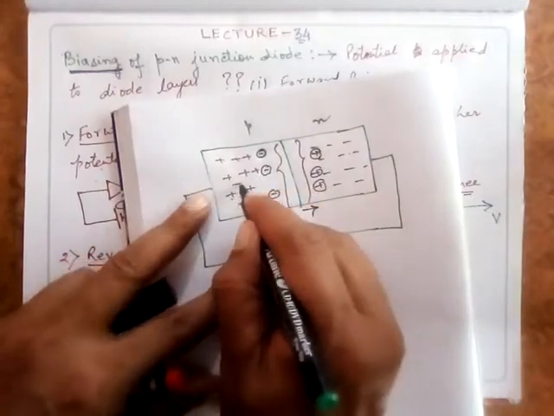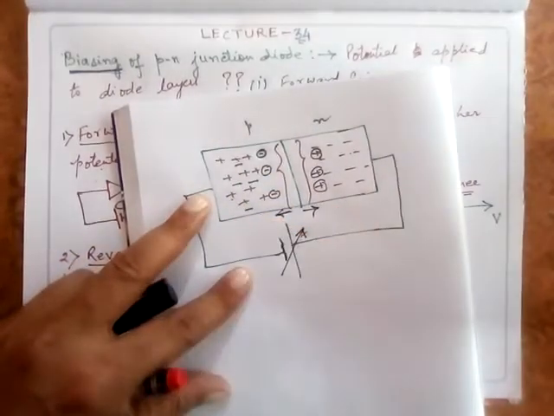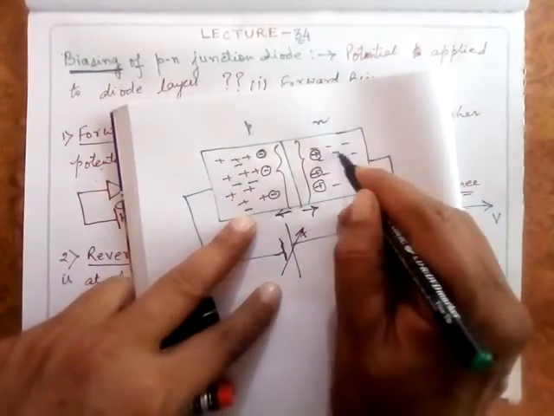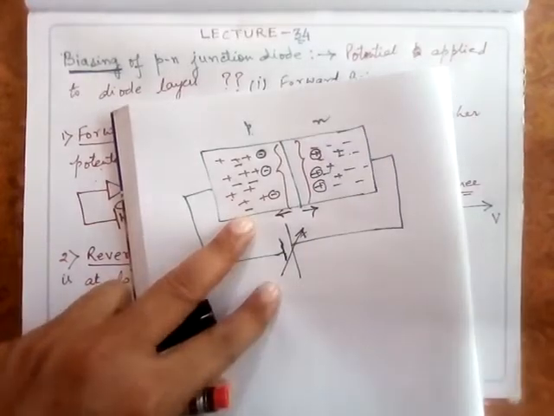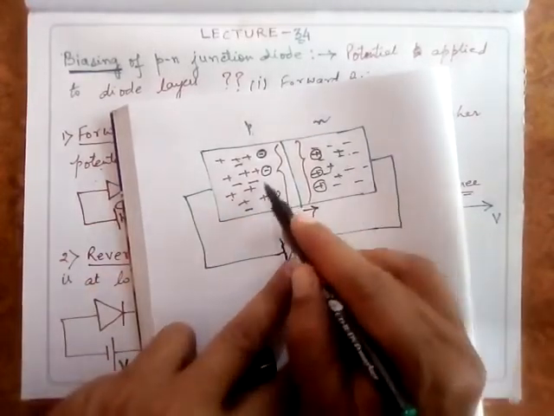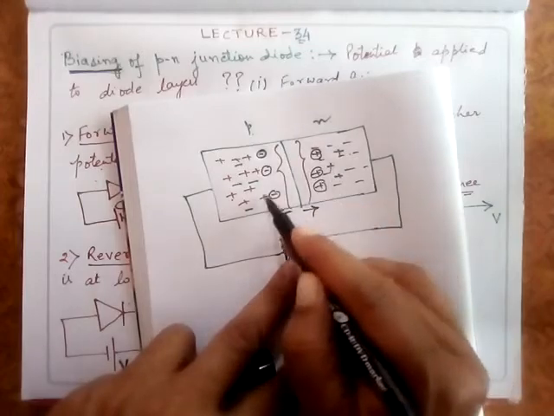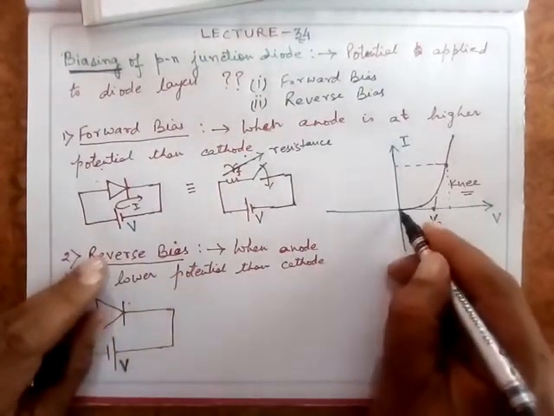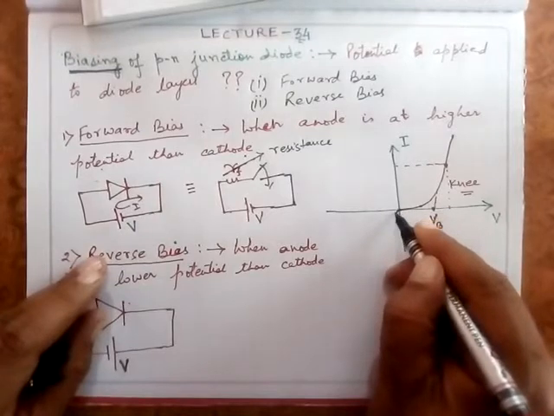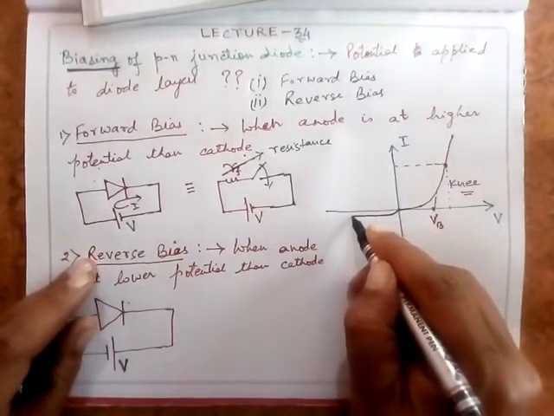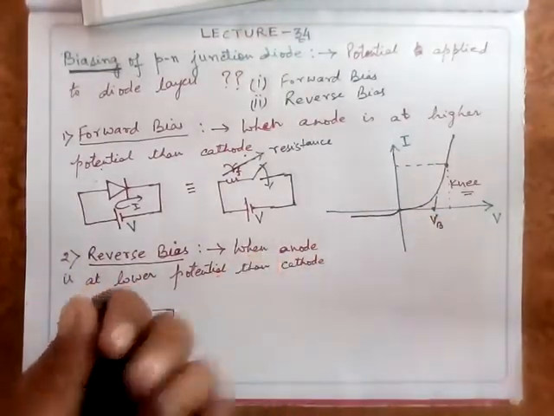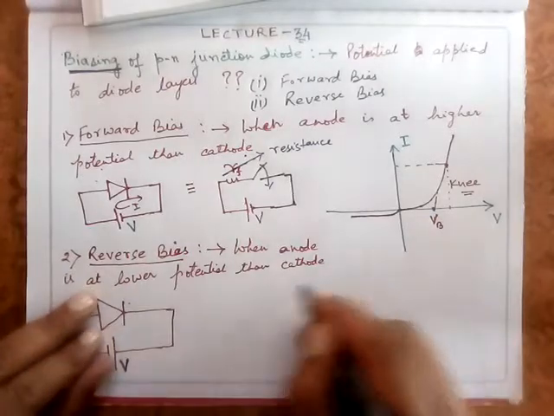some minority charge carriers here. These are the minority charge carriers, meaning electrons are the minority charge carriers in the p layer and holes are the minority charge carriers in this layer. Now what will happen? Of course a current will flow. A current will flow because of these minority charge carriers, and that current is known as the leakage current. I am showing this reverse characteristics here only. A very small current, that is a leakage current, will flow here.